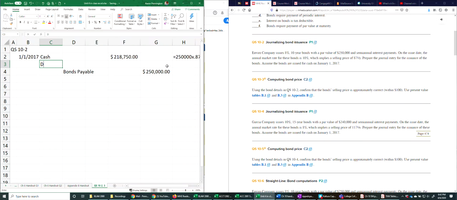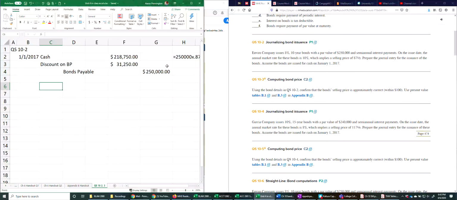And the plug is the discount on bonds payable. So that's a plug. We'll just put the number in there that makes the entry balance. So this bond issuance, even though it's a $250,000 bond issuance, only raises $218,750. So that's the entry that would be made at the beginning, or I should say, when the bonds are sold initially.